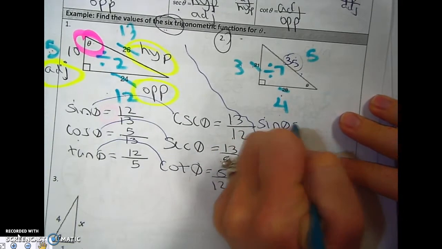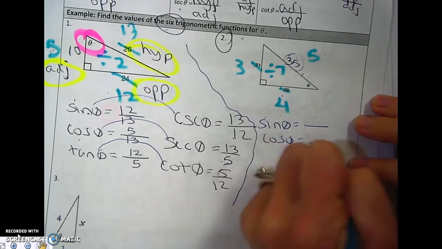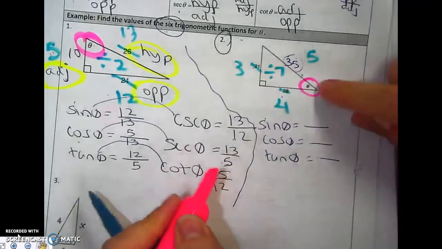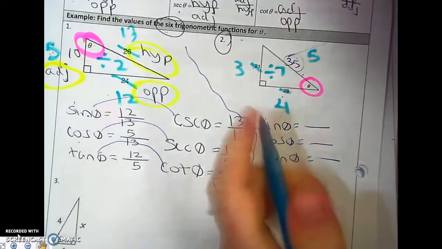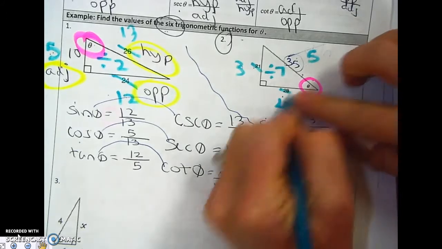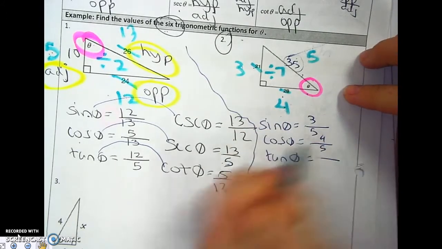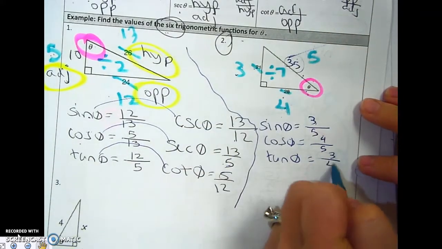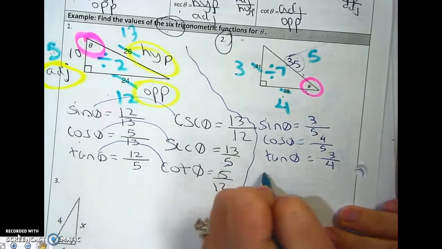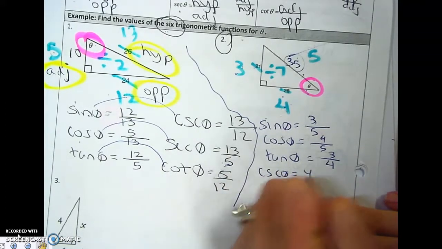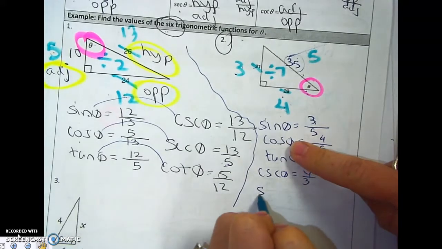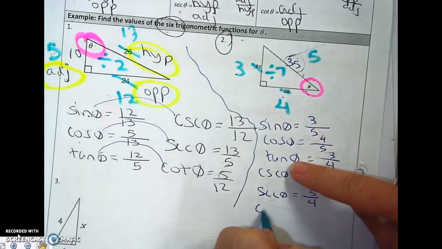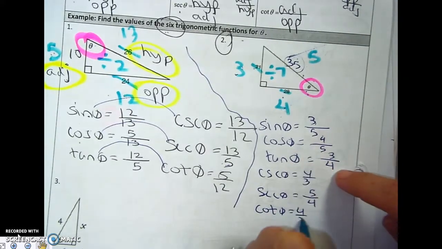So sine of theta, cosine theta, tangent of theta. Start with the 3 basic ones I'm more familiar with. Sine is opposite over hypotenuse. Cosine is adjacent over hypotenuse. Tangent is opposite over adjacent, or as some of you know, it's just sine over cosine. Now, the inverse of sine, cosecant, flip it. The inverse of cosine, secant, flip it. The inverse of tangent, cotangent, flip it. Okay?